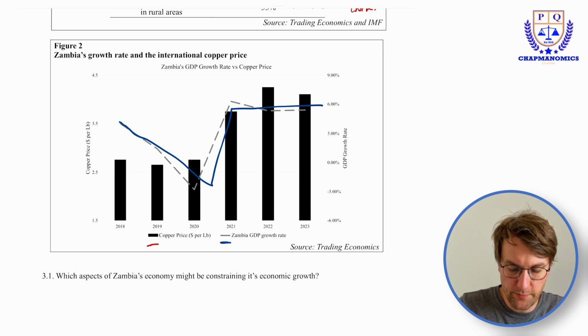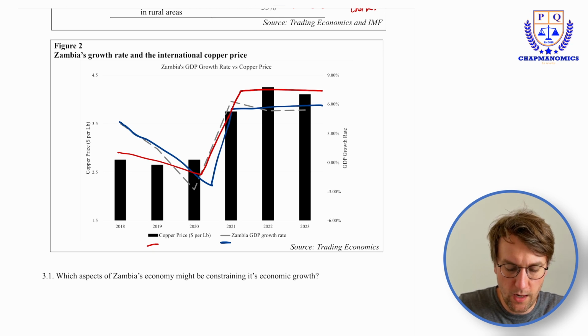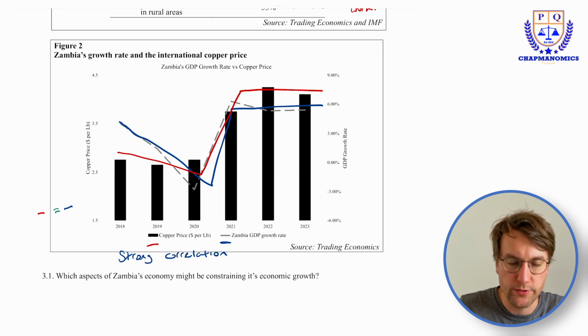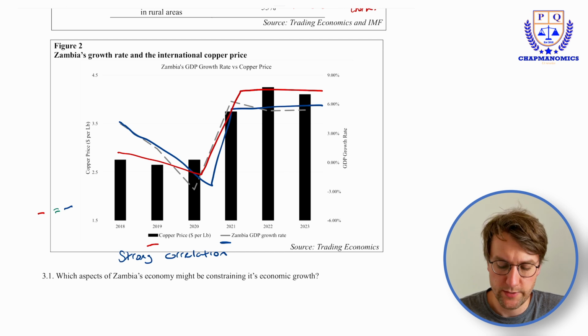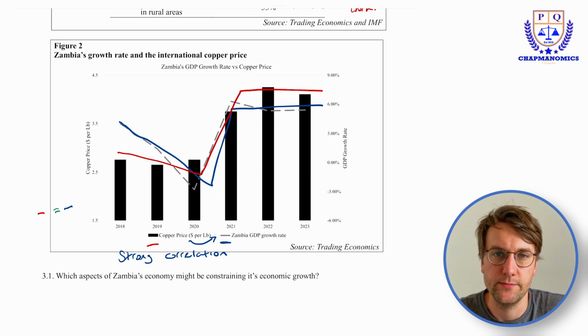Then if we look at the copper price, it goes down, it goes up, and then it sort of flatlines here. If we look at these two, our red is basically equal to our blue, which therefore means there must be here a strong connection or correlation, as we usually call it in economics. There's a strong correlation between the two. There's a good chance that one might be causing the other. And in this case, it's probably our copper price that is causing our GDP growth rate.